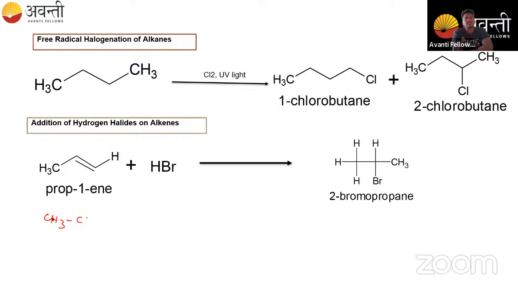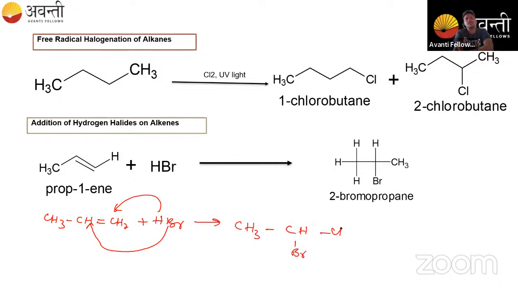CH3, CH double bond CH2 plus HBr, where this H will go here and the Br will go at the middle. You are going to get CH3, CH, Br and CH3. So you can number here 1, 2, 3. So this is 2-bromopropane. I hope you guys understand this one.